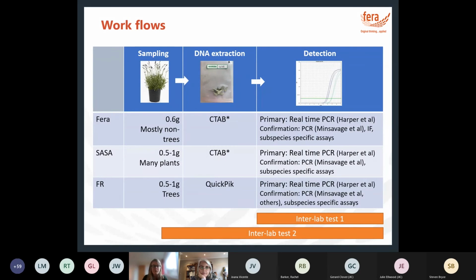The DNA extraction step is the one where we diverge most on methods. FARA and SASA are both using CTAB methods. All of us are homogenizing the leaf tissue. It's a very necessary step. And I've put an asterisk next to the CTAB because although we're both using CTAB methods, we are using different variations of CTAB, and FR are using QuickPick. In terms of the detection, we are all using the same frontline tool, which is real-time PCR, and we're all using the same assay. We're all using Harper et al., which is good.